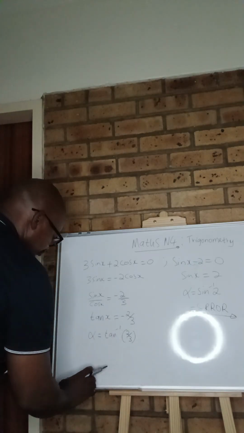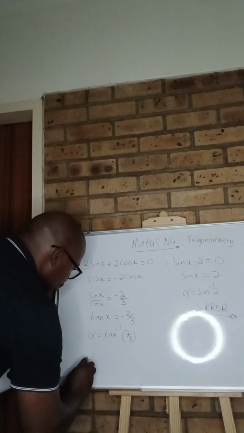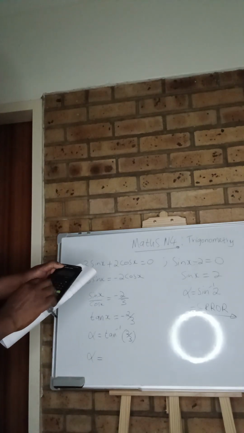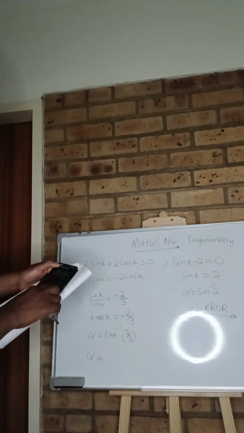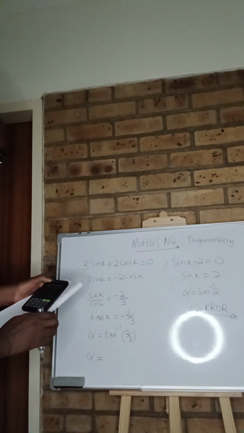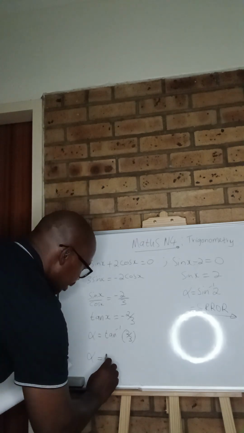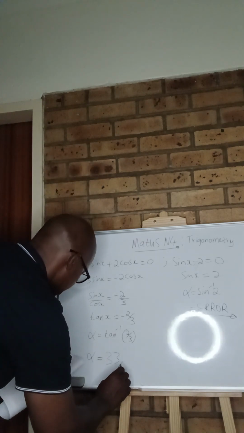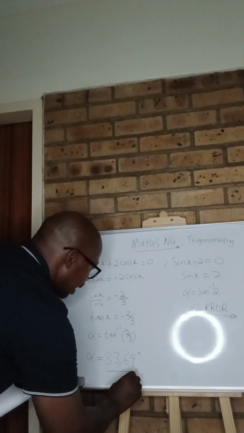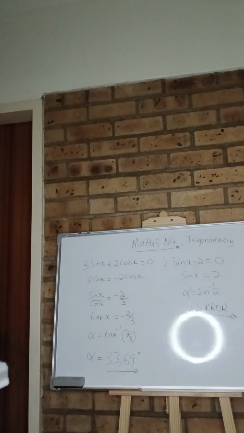So our alpha, when you punch shift tan of 2 divided by 3 on your calculator, what do you get? You get 33.69 degrees. Okay, that is alpha. It is not even our x.